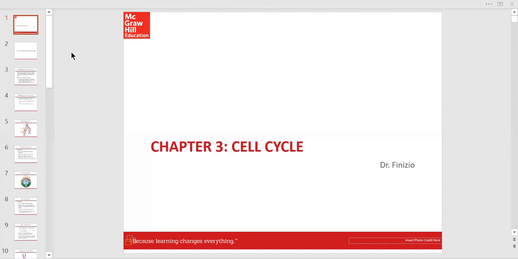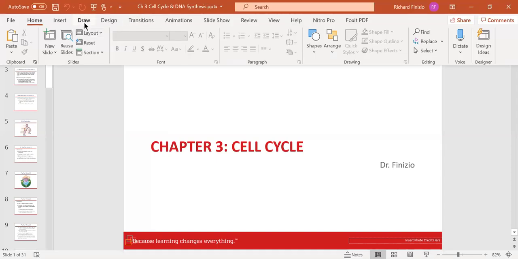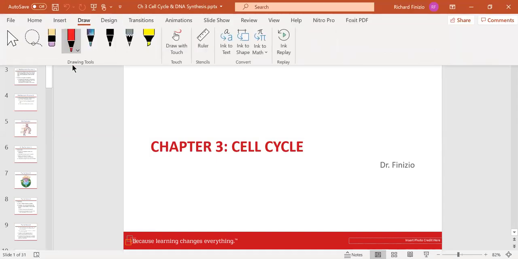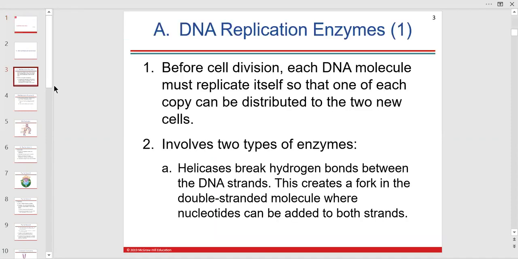Okay. So the cell cycle, we know all the parts of the cell. We know what the tissues are. We know the basic macromolecules. We know about cellular transport, and you know about the organelles. So the cell itself has a nucleus, right? And the DNA only stays in the nucleus.